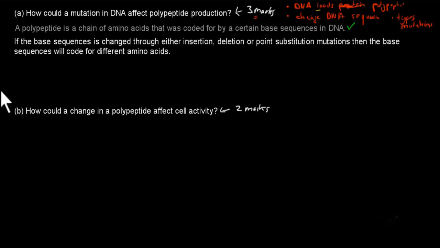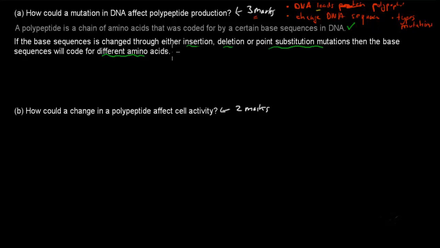Then the second part is if the base sequence is changed through either insertion, deletion, or point substitution mutations. So here these different types of mutations can change the base sequences. Then the base sequence will code for different amino acids. So now we've said, okay, DNA codes for amino acids. And if we change the actual base sequence, that means we're going to get different amino acids.